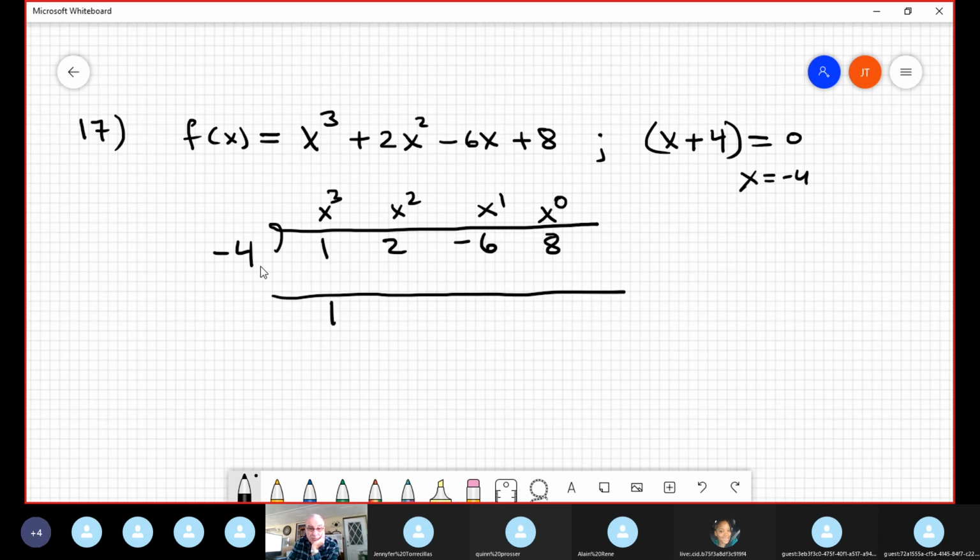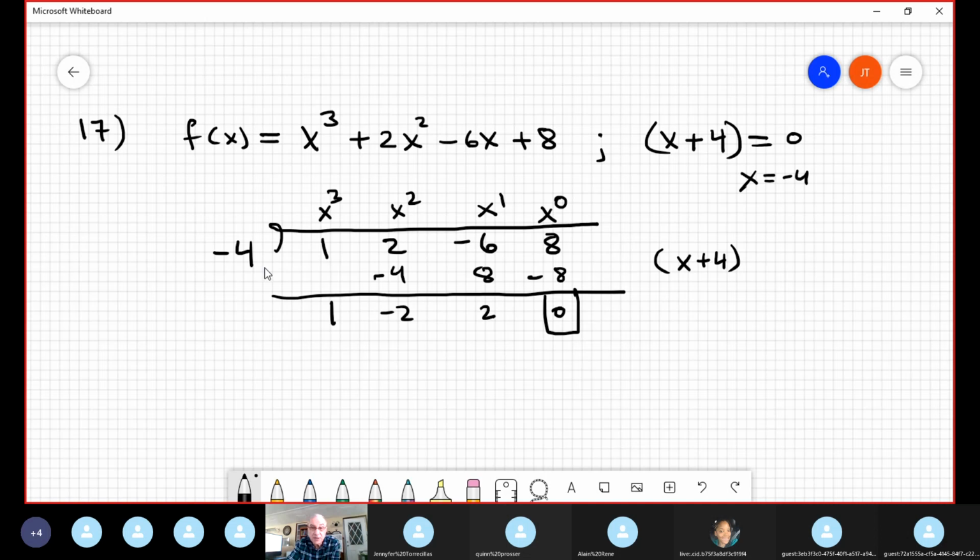Okay, bring down 1. Multiplication by -4 gives -4, and 2 plus -4 is -2. -2 times -4 is positive 8, and -6 plus 8 is 2. And 2 times -4 is -8, so the remainder is 0. Therefore, using the famous factor theorem, the factor x plus 4 belongs to the polynomial. End of story. We don't need to continue. It only says yes or no.